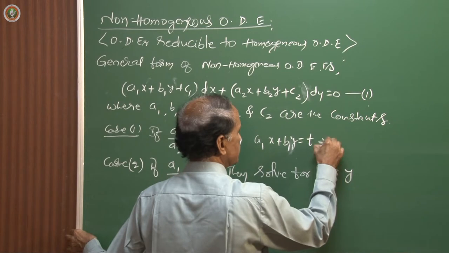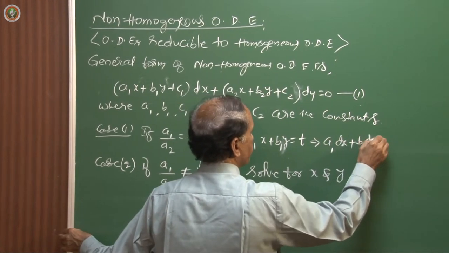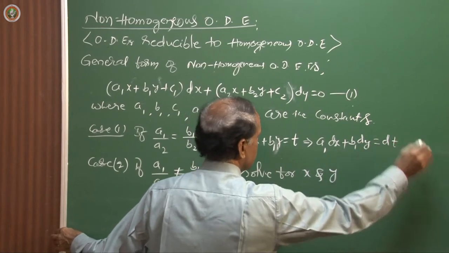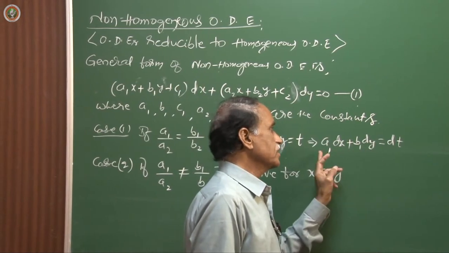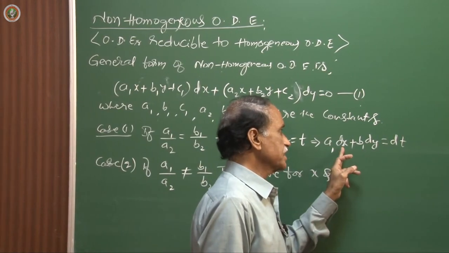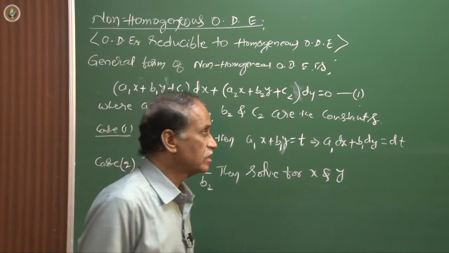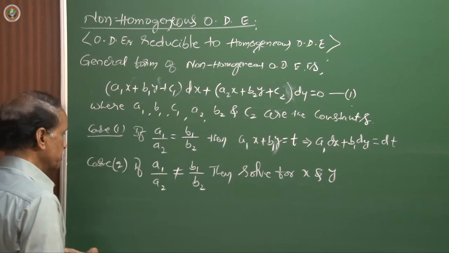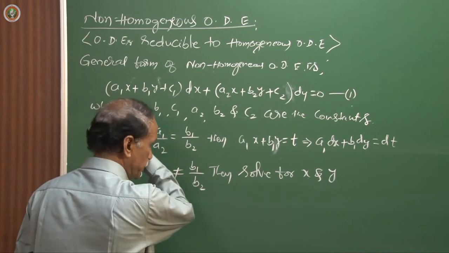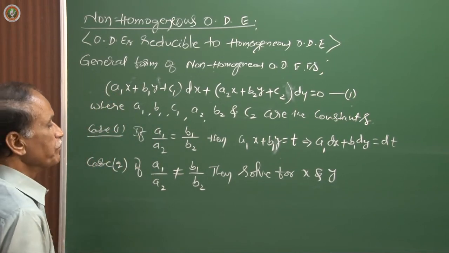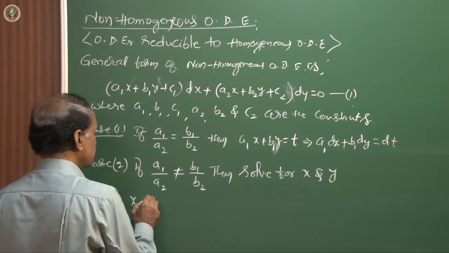This implies a1 into dx plus b1 into dy, then it is dt. That means either you can take dy in terms of dx and dt, or you can take dx in terms of dt and dy. There are two options possible from that expectation. Now, from this expectation, you will solve for x and y, which acts as a point of intersection for the geometrical structure.